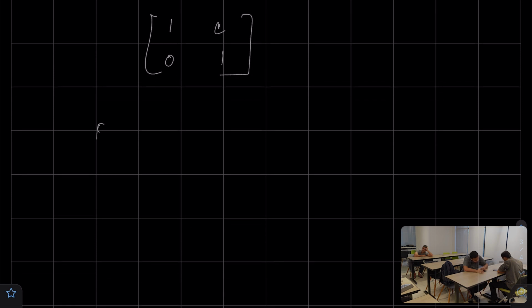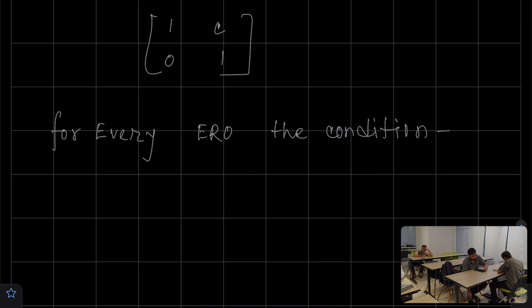for every ERO, this condition holds: that E of some matrix A is equal to some elementary matrix E times the matrix A. This holds, right?